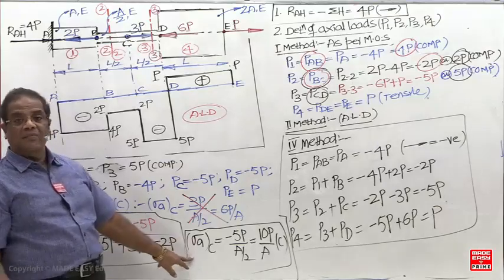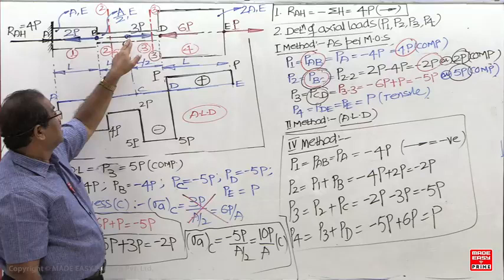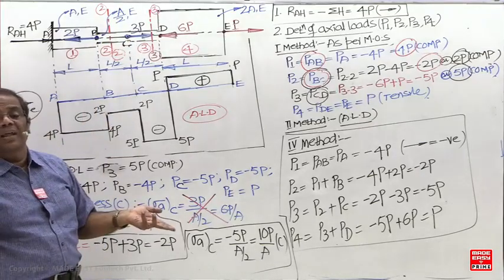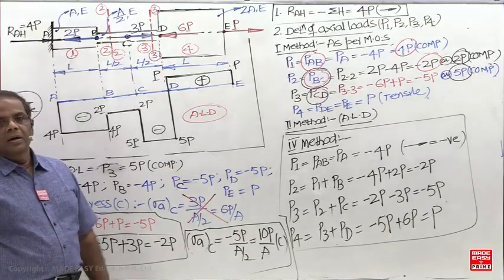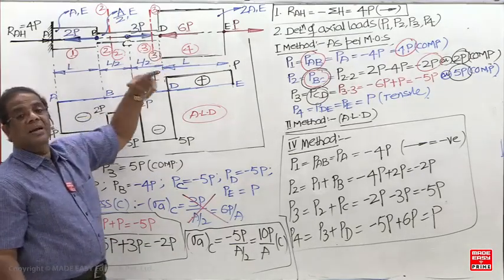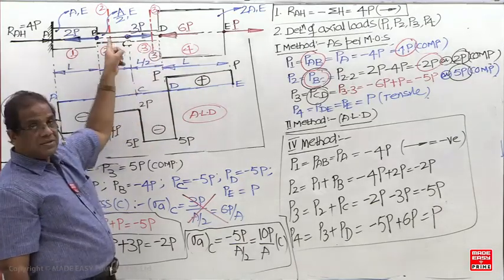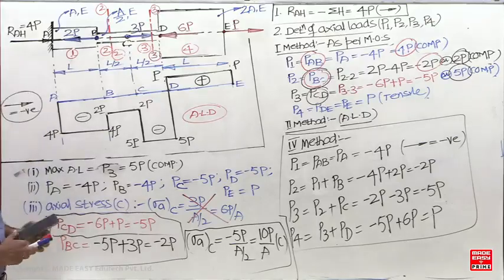But here I did only 1 time. Why now? When C belongs to CD, area is A by 2. C belongs to BC also A by 2. When the area is the same, stress depends only upon the axial load. That's why I took the larger value now. But if you ask at D, you have to calculate 2 times. When D belongs to DE, 1 time; when D belongs to CD, 1 time. You have to calculate it 2 times now.